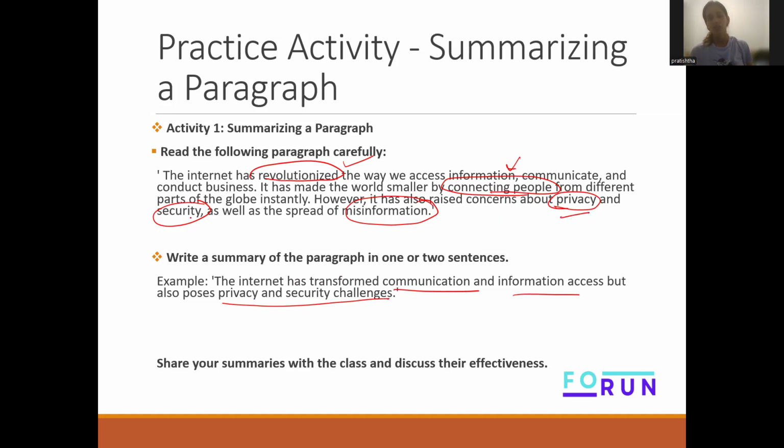So it has also talked about privacy and security. I could have added something about misinformation if I wanted to, right? Because I could add it. When I'm talking about, it also poses privacy and security challenges, while sometimes misinforming the users. Something like this.